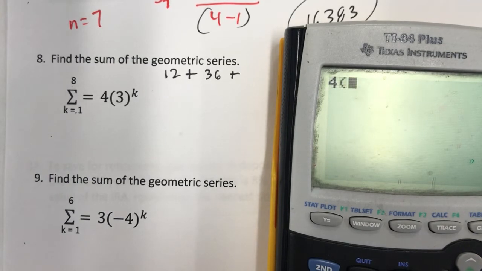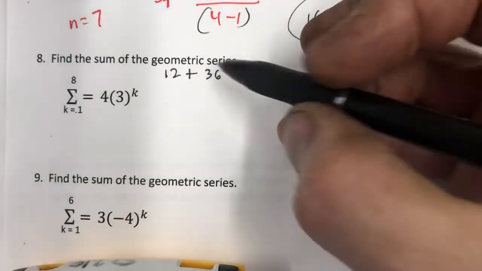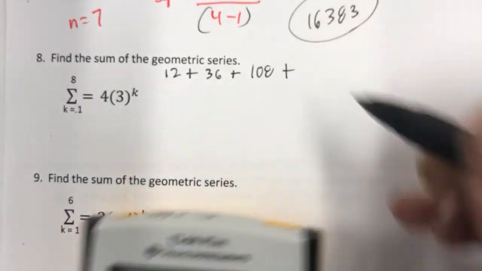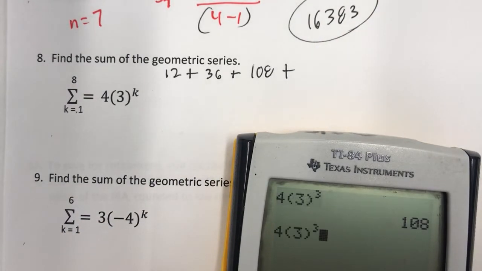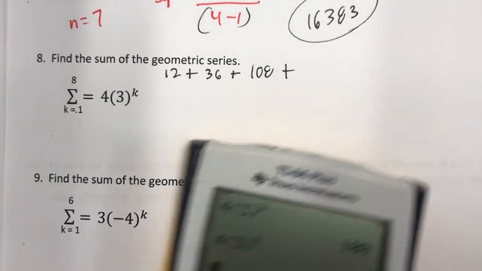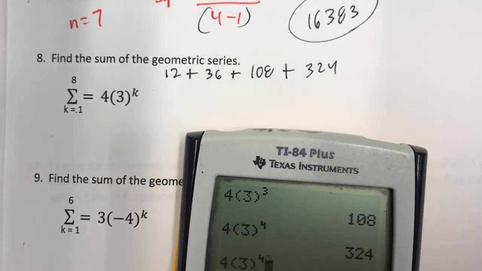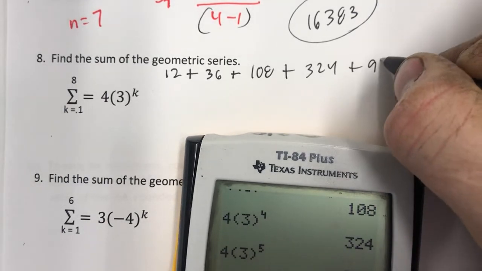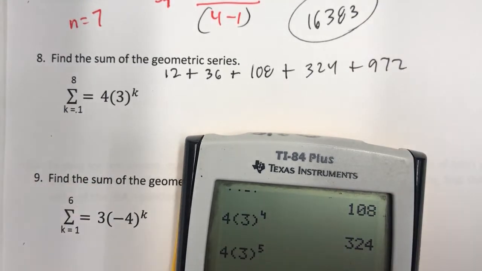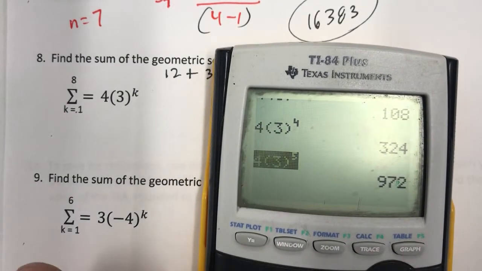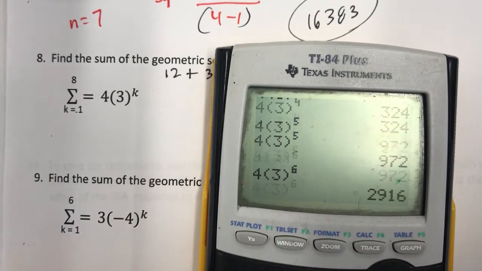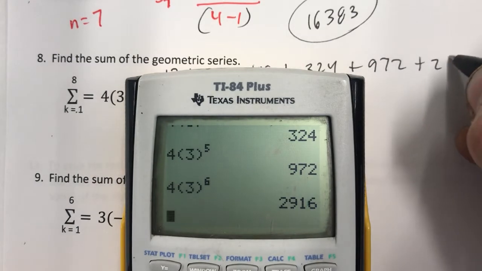Okay, 4, 3 to the 3rd power. Yep, 108. All right, now I'm just going to go back in here and change it to a 4. That's 324. 5 would be 972. Put 6 in. So I'm just going to change my formula here to a 6. That's 2916.